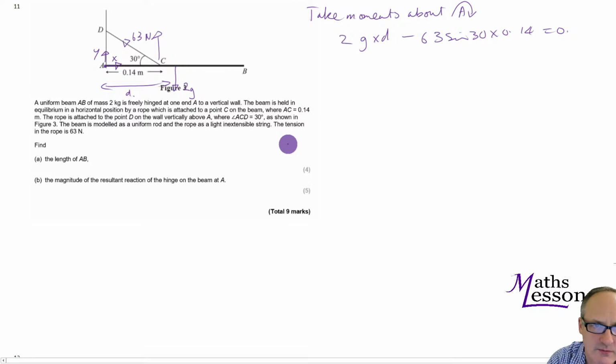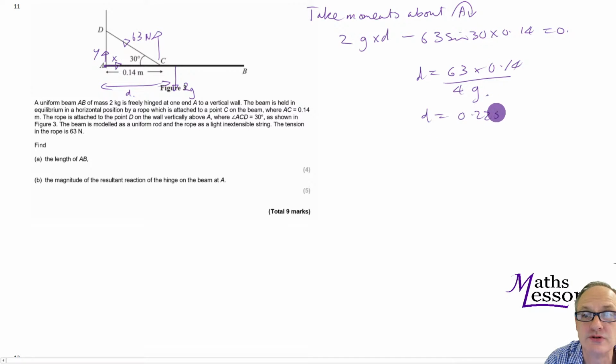So what do we have? We have that D will equal 63 times by 0.14. Now, sine of 30 is just equal to a half. So therefore, we can just put that on the bottom and then times it by the 2G. So that gives us 4G on the bottom. So we get D is equal to 0.225 meters.